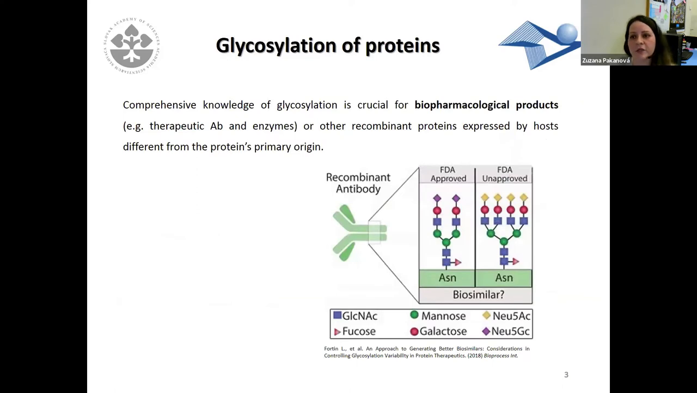It's important to mention that the knowledge of glycosylation is crucial for pharmacological products. For example, when you produce therapeutic antibodies or enzymes or other recombinant proteins that are expressed by a host that is different from the primary origin of the protein. For example, when you express your protein in yeast and it needs to be a human protein, the glycosylation should be similar to human.